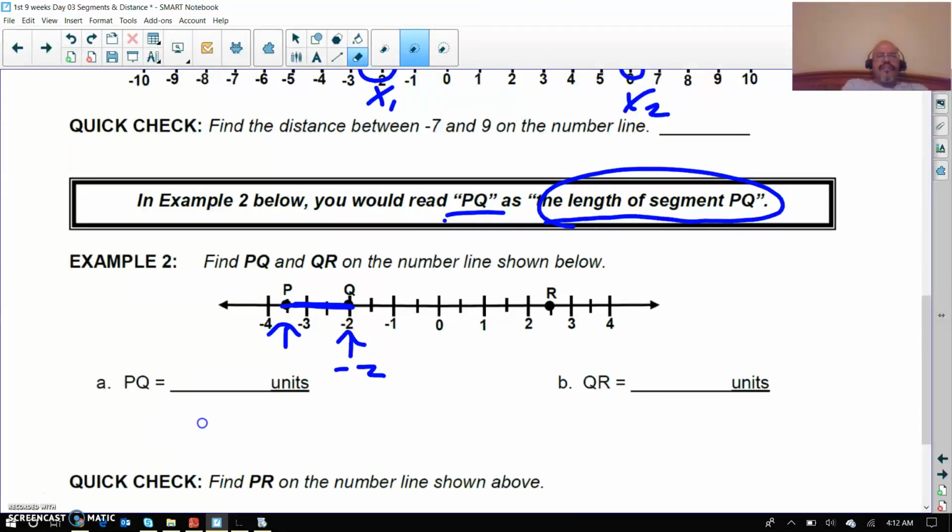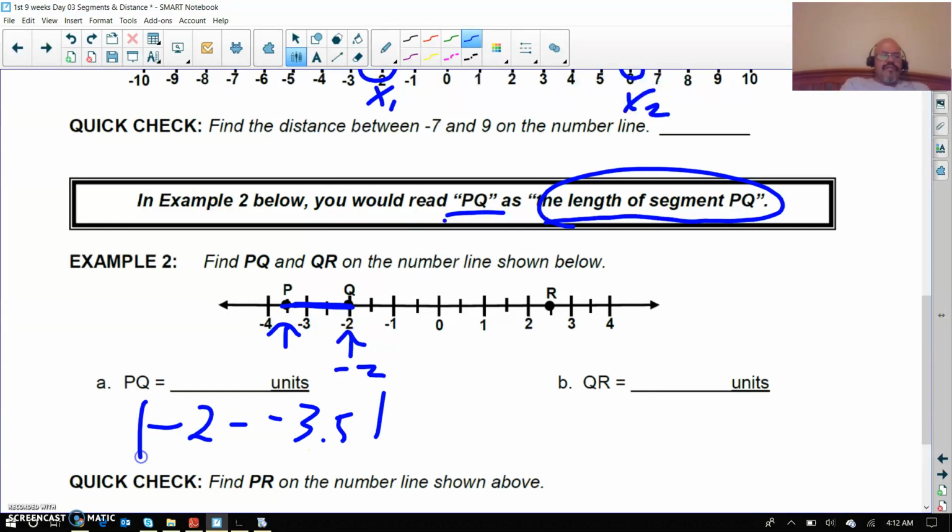So we're going to use the formula. This is x1, this is x2. So it's going to be -2 minus -3.5, and there's an absolute value of this. So this becomes a positive 3.5. Wait, so this has a distance of 1.5 units. Okay.